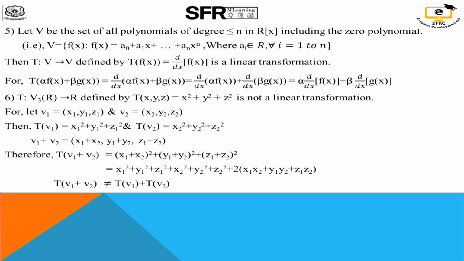That is, take two elements from the domain, each one a 3-tuple. Here the images will be x1 square plus y1 square plus z1 square, and the image of the second element will be x2 square plus y2 square plus z2 square. Then the addition of the two elements v1 plus v2 will be, the corresponding coordinates are added. You get x1 plus x2, y1 plus y2, z1 plus z2. Apply the addition condition T of v1 plus v2. By definition you get the square of each coordinate. When you expand it, you won't get T of v1 plus T of v2. So the addition condition fails. By definition, we say that T is not a homomorphism.